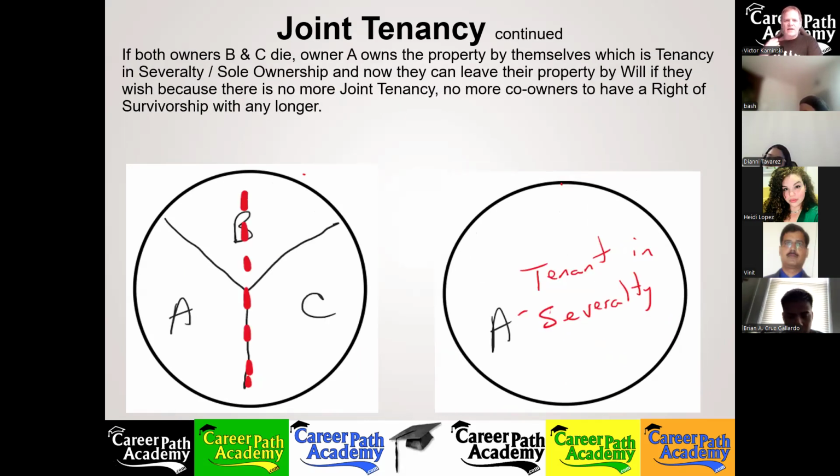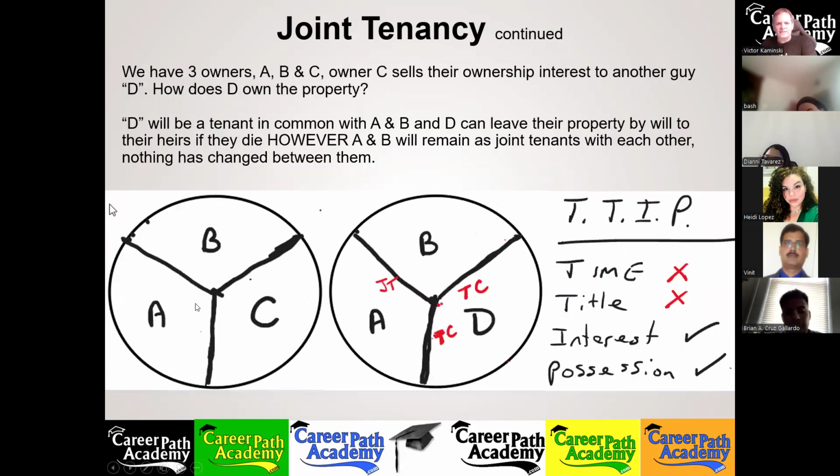All right, let's give another scenario here. We have three owners A, B, and C. Owner C is sick and tired of A and B's crap. They don't want to deal with him anymore, so he sells off his ownership interest to somebody else. This new person, we'll call them D. Okay, D did not get their ownership interest at the same time or using the same deed. So they don't have the unities of time or title. So D will not be a joint tenant with A and B. They will be a tenant in common.